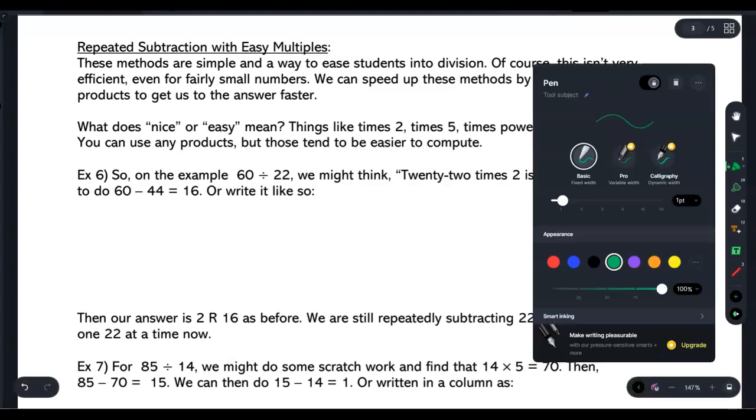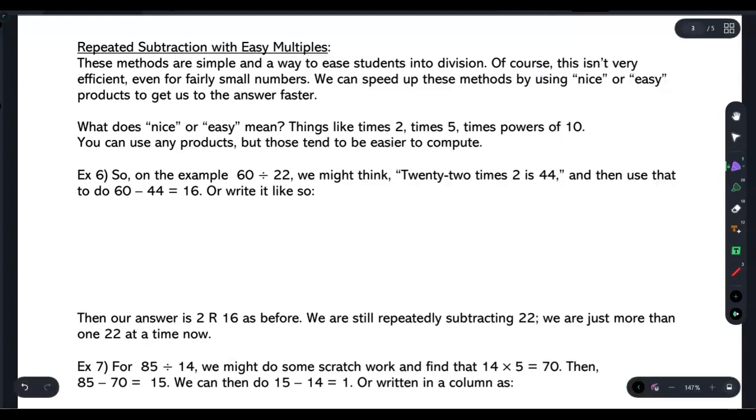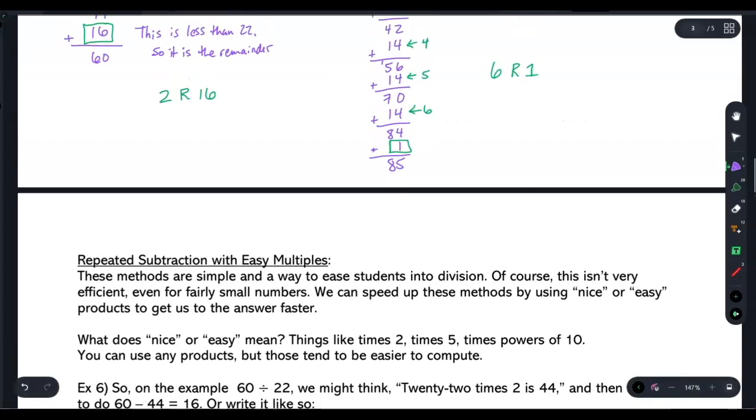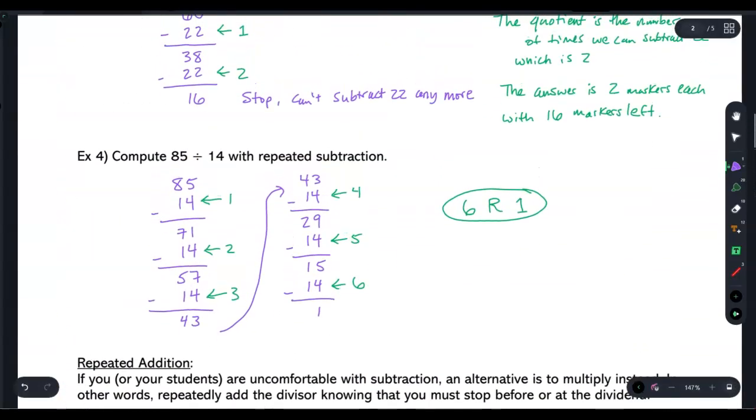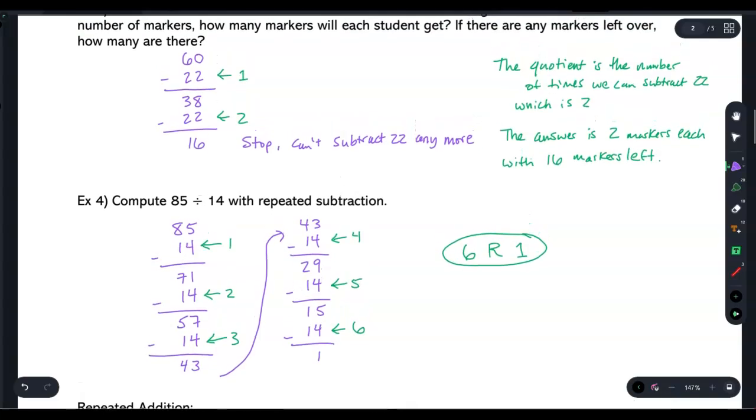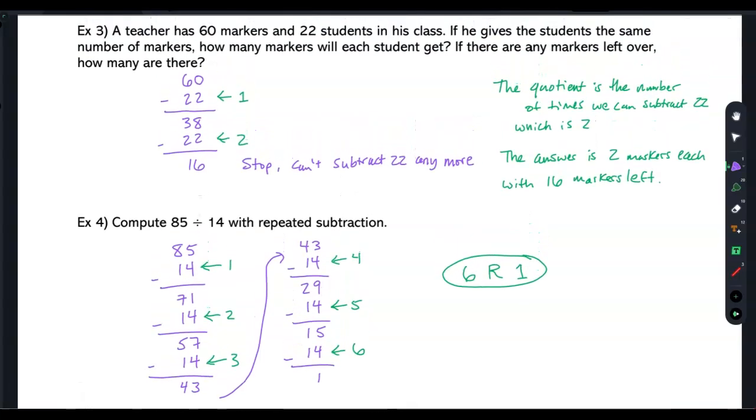So when we did our repeated subtraction method to divide two numbers, we noticed it was a bit tedious, right? Especially the first one we did, example 3, we only had to subtract 22 twice. It wasn't so bad. But the 85 divided by 14, we had to do that 6 times, and it's a little tedious, and it could be more tedious for other problems.